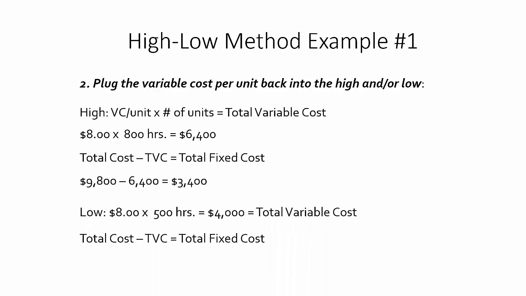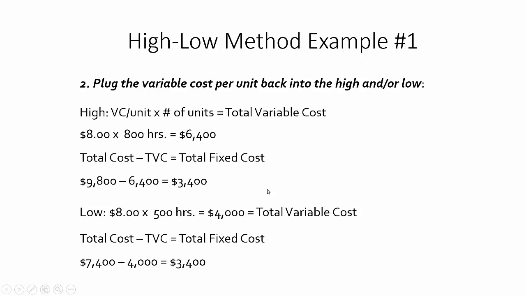At the low, our activity level was 500 hours. So we multiply the 500 hours times the $8 per hour to get a total variable cost of $4,000. Subtract that from our total cost, and again, we get fixed cost of $3,400. So we know we did this correctly because we got the same $3,400 at the high and the low.